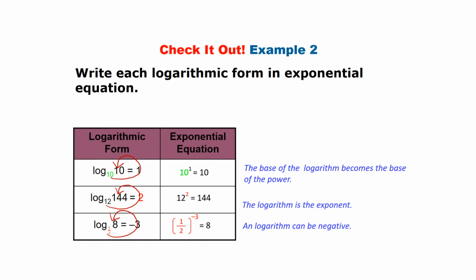1/2. I didn't see it correctly. So 1/2 to the negative third. Remember, negative means to do the reciprocal, so that's actually 2/1 to the third power. 2 times 2 times 2 is 8/1 equals 8.